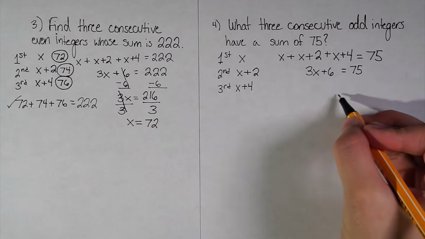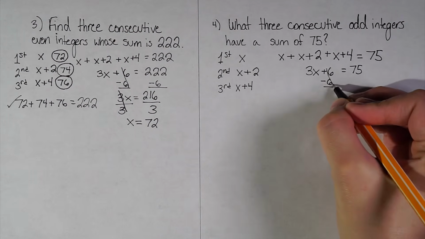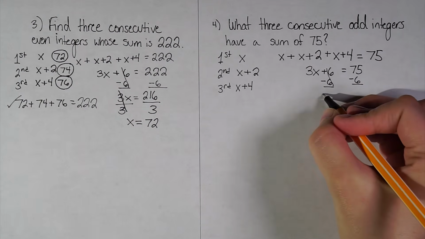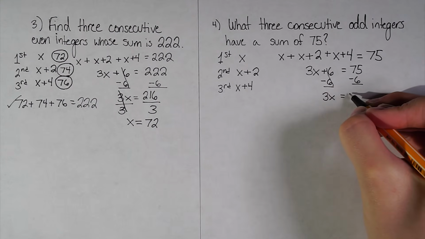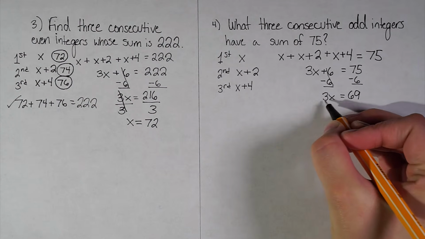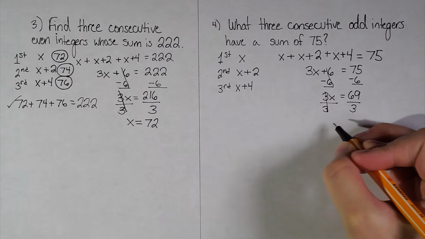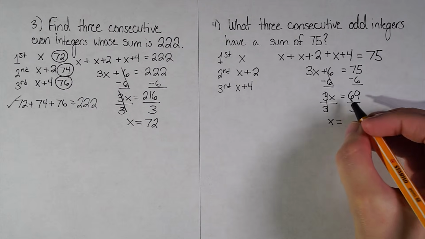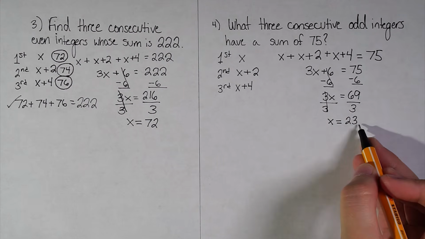I want to combine all my constants on the right, so I'm going to subtract 6. Subtract 6. That gives me 3x equals 75 minus 6 is 69. And I want to isolate my x, so I divide out 3. And I get x equals 69 divided by 3 is 23. So I know x is 23.